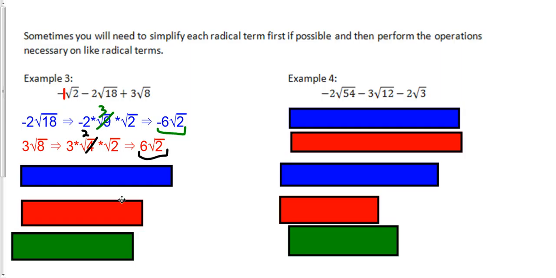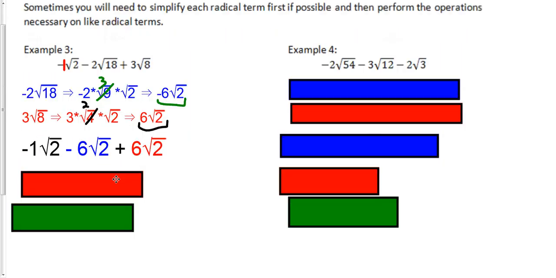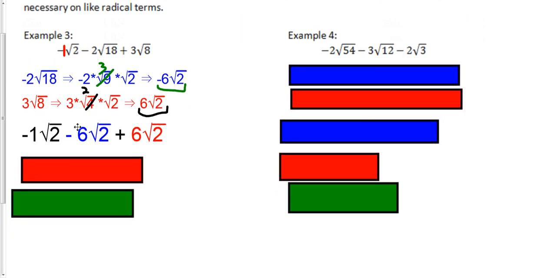So now this whole expression looks something like this. Negative 1 square roots of 2 minus 6 square roots of 2 plus 6 square roots of 2. This middle term was right here. This last term was right here. Now we can recognize they all have the same radicals. They're all square root of 2.